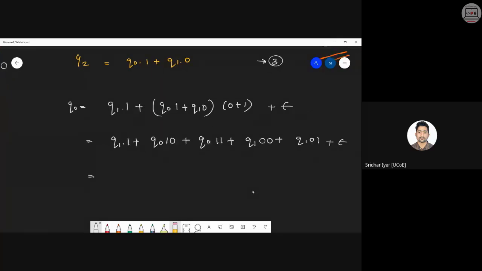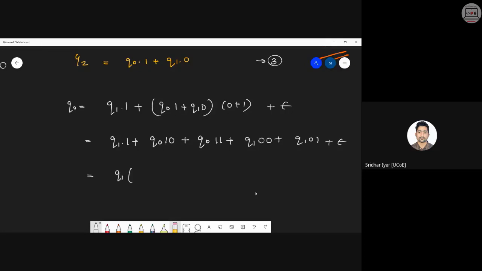Now what we can do is we can take Q1 and Q0 as common. So we will get Q1 as common. So यहाँ पे क्या आएगा? It will be 1 plus 0 0 plus 0 1 plus take Q0 common. It will be 1 0 plus 1 1. If I'm not wrong. Or you can take Q0. Yeah, it is like this. Okay. Plus epsilon.